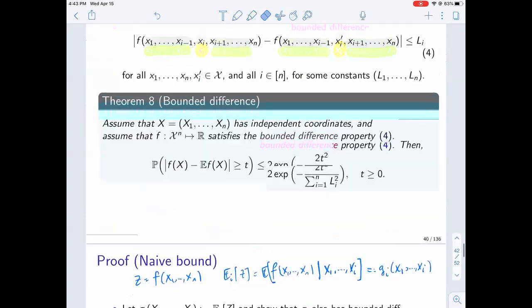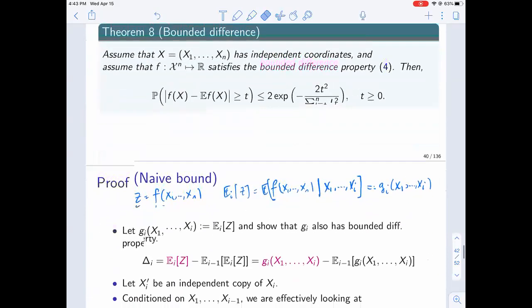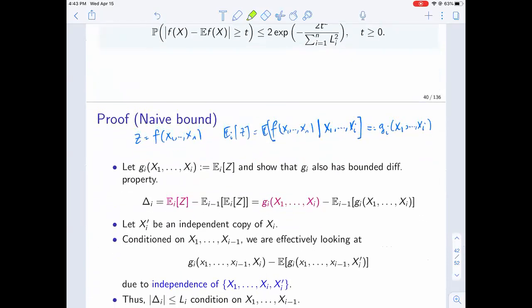But the idea is that if f satisfies the bounded difference inequality, g is going to satisfy the bounded difference property. Just verify that for yourself. This requires the independence, sort of. But let's assume that that's also true.